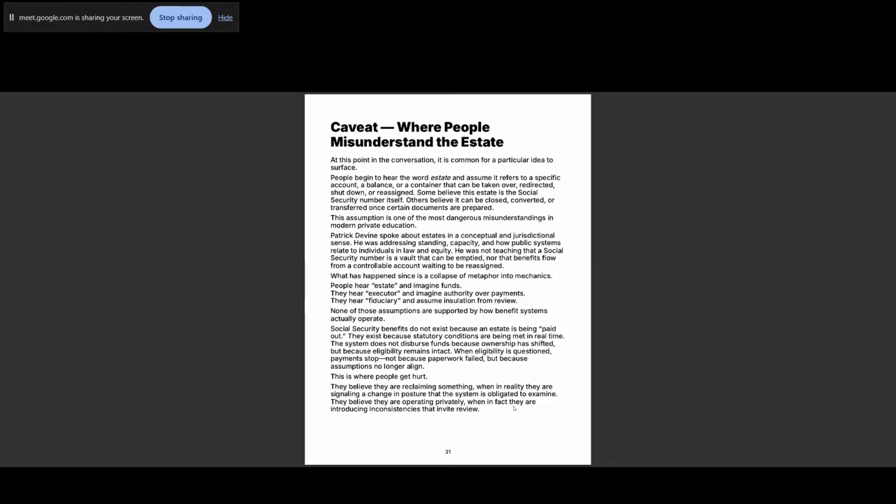Social Security benefits do not exist because an estate is being paid out. They exist because statutory conditions are being met in real time. The system does not disperse funds because ownership has shifted, but because eligibility remains intact. When eligibility is questioned, payments stop. Not because paperwork failed, but because assumptions no longer align.